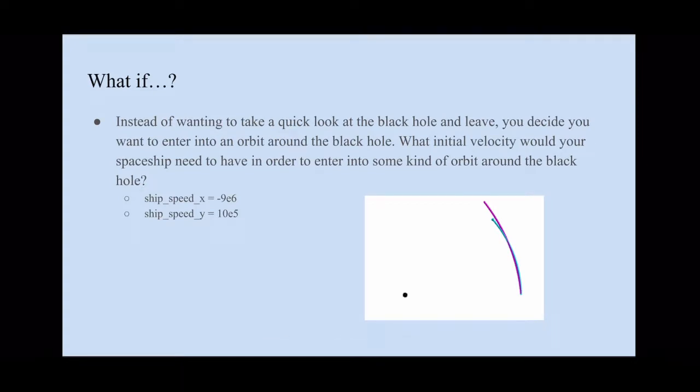To take a quick look at the black hole and leave, we would need to enter an orbit around the black hole with an initial velocity with an x component of negative 9 times 10 to the 6 meters per second and a y component of 10 times 10 to the 5th meters per second. I used my GlowScript code to find these values through guessing and checking, and this was the resulting visual output.